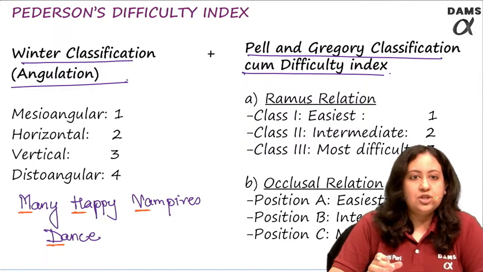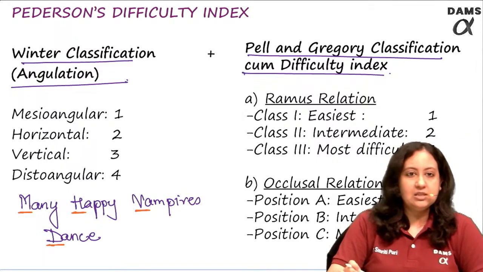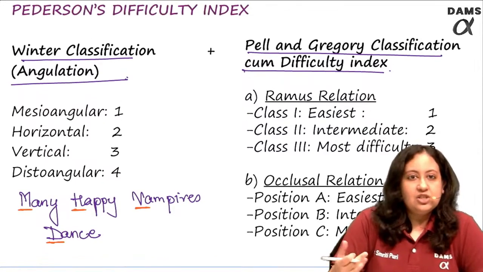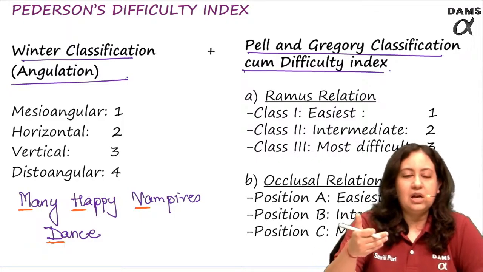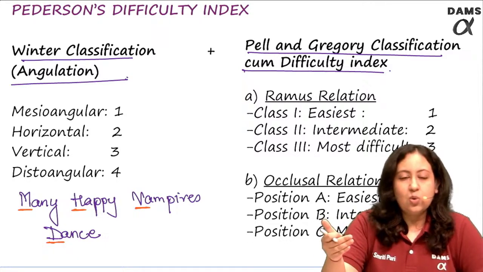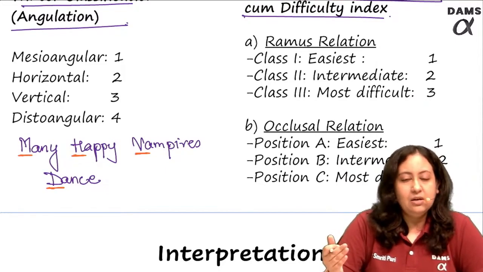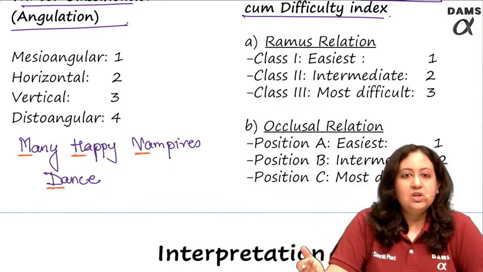This is one portion which we are not able to remember. The Ramus relation and occlusal relation we are anyways able to remember easily. Now Pell and Gregory classification, we have the Ramus relation and occlusal relation. So Ramus relation is class 1, class 2, class 3. Easiest, intermediate, most difficult, again as per the class. If it is class 1, it's a score of 1. If it's class 2, it's a score of 2. If it's class 3, it's a score of 3. Similarly for occlusal relation as well, position A is scored as 1, the first alphabetical letter. Position B given a score of 2. Position C given a score of 3.